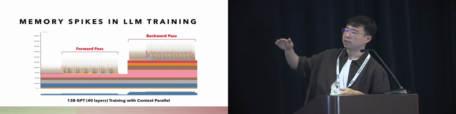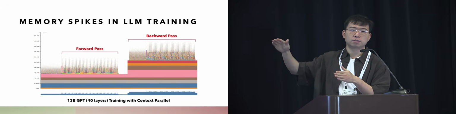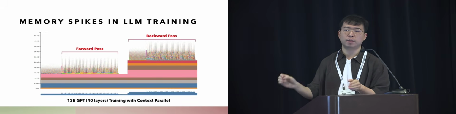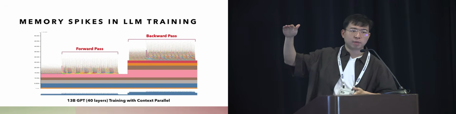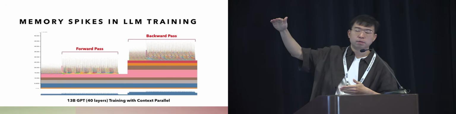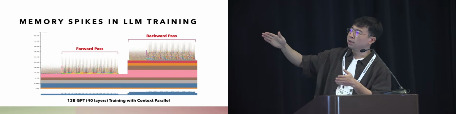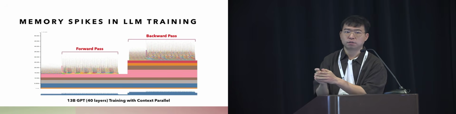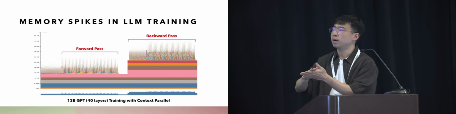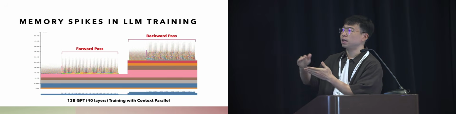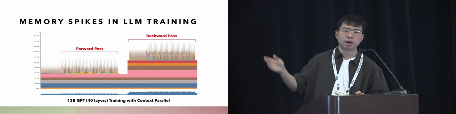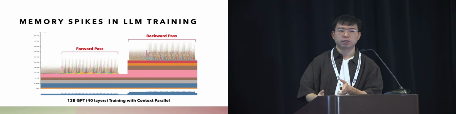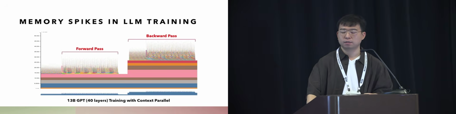You can see there are some fixed blocks down there. Those are the model parameters and optimizer states. They're all fixed. Besides that, you will see a lot of spikes on the top. Although each spike only exists for a small amount of time, the spikes are so high that sometimes they can even surpass the memory consumption of the lower part. This is why you will see a lot of out-of-memory issues when you train your model on long context.